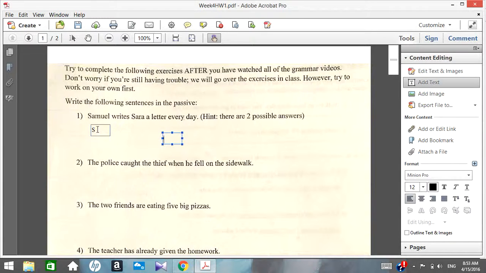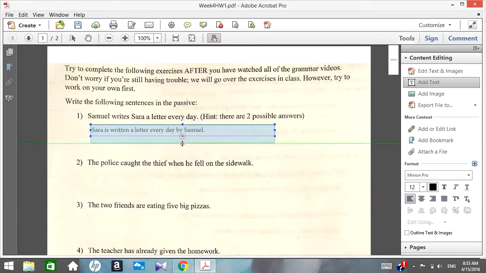Oops, sorry. Sarah is, right, because it's in the present tense. And then remember, we always have to use the third form of the verb, or the past participle. Sarah has written a letter every day by Sam. So this goes here. Sarah's written a letter every day by Samuel. Okay, so that's one of the answers I can have.